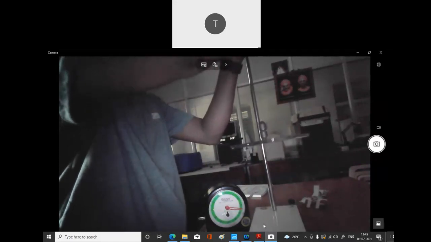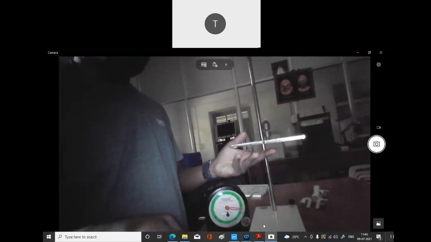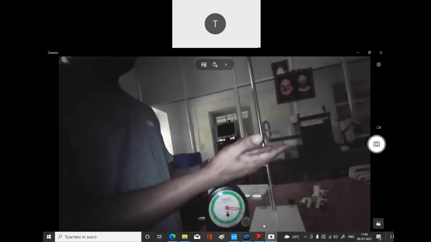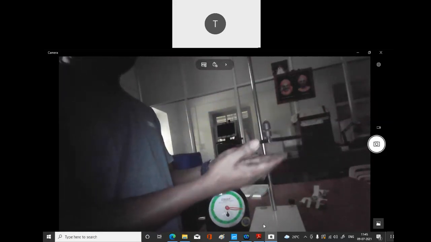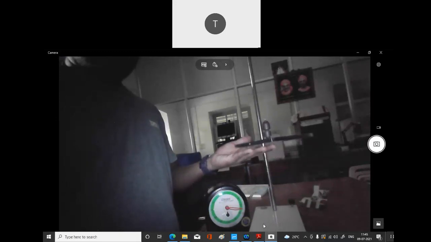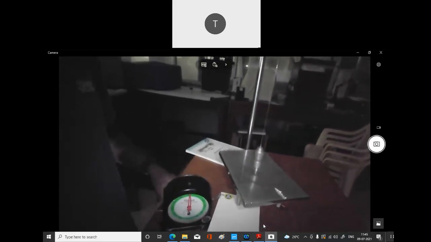I'm going to fix it on your stand, as we already did, and then you make a marking. I will see what the equilibrium position is. Right now this is the equilibrium position, so I'm going to make a marking on the top. You can see I have made the marking. I will reset the clock.